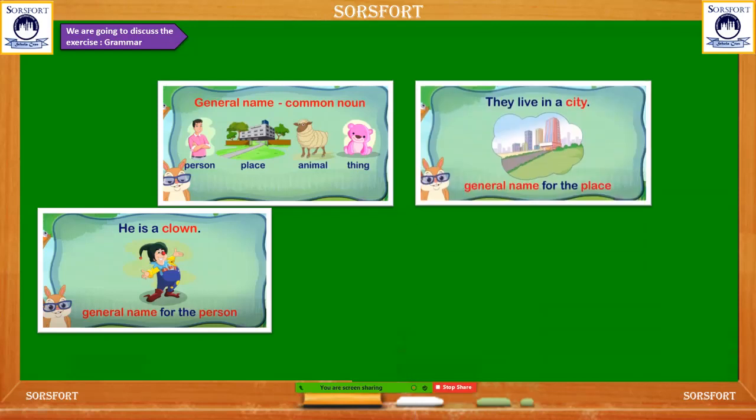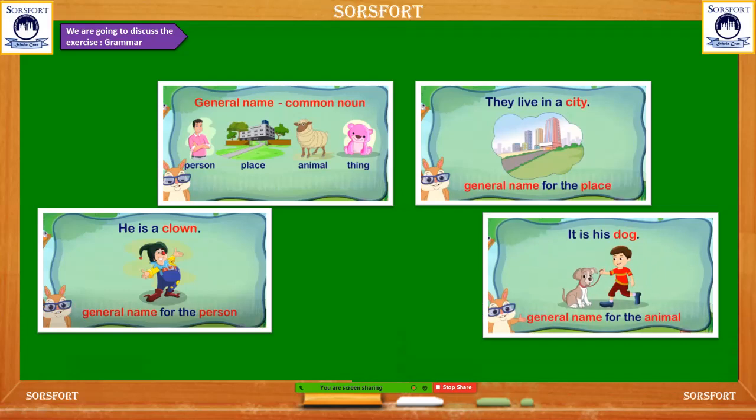If I say they live in a city, this is the general name for this particular place. I'm not taking any particular city name. I'm not saying this is Bangalore city or this is Kolkata city or this is Delhi or this is Hyderabad. I'm not taking any city name. This is a general name for the place. I'm saying that they live in a city. So this is the general name or common name for place.